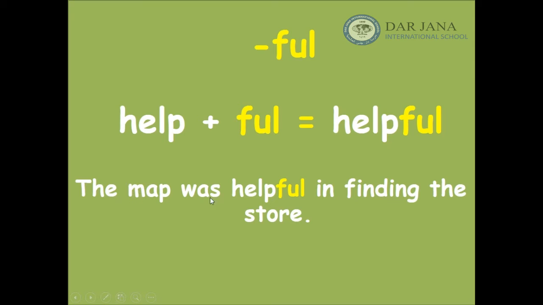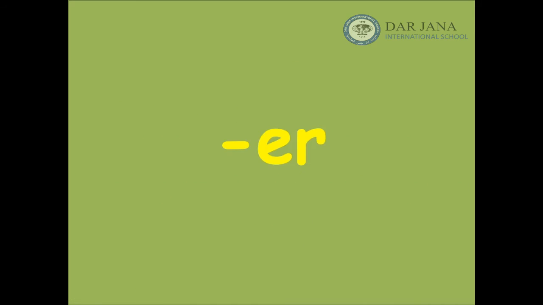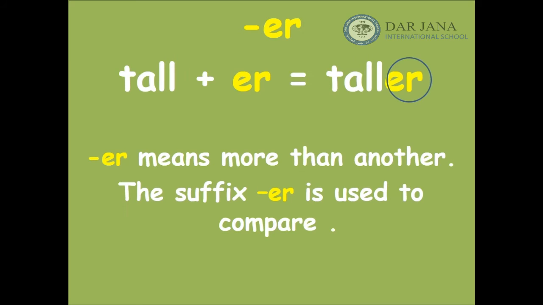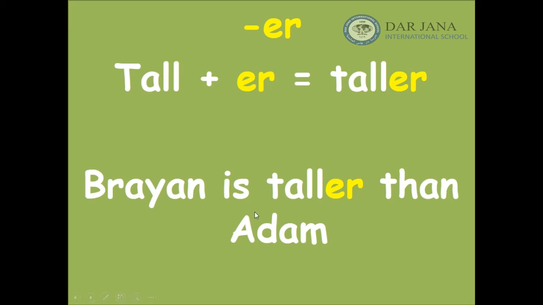The map was helpful in finding the store. Okay, er, let's take a look. Tall plus er equals taller. So er means more than another. The suffix er is used to compare. When we're talking about two things, we compare them with er. Here we have Brian is taller than Adam. Here we're just talking about two, so we only add er.